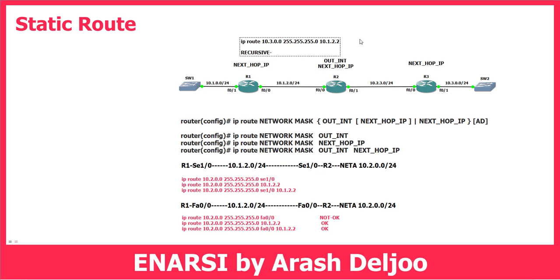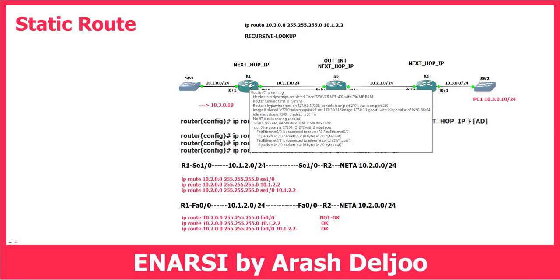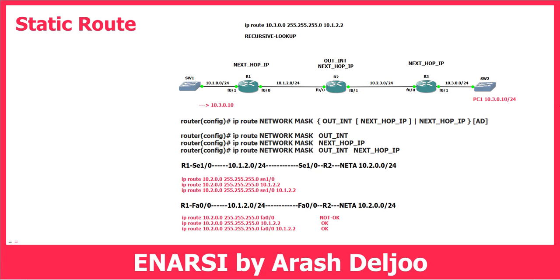What is the recursive lookup? Look at here. You know that we need to find the outgoing interface. Why? Because we should send the traffic over the interface. For example, we are receiving traffic to the destination 10.3.0.10. 10.3.0.10 is one IP address. In this network, PC1 has the IP address 10.3.0.10/24. We are receiving one packet with the destination IP of 10.3.0.10.